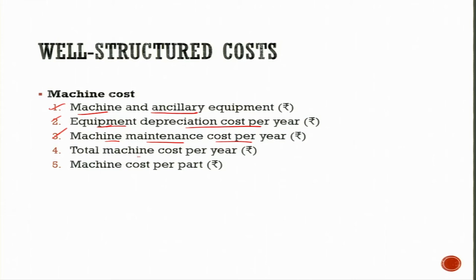The total machine cost per year, which is the sum of the previous costs, is calculated per year. The machine cost per part is taken into the calculations, and this is distributed along the life cycle of the machines, or all the components which are expected to be produced using this specific machine.